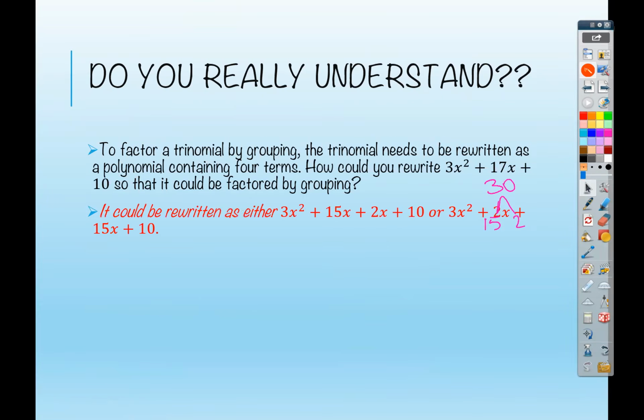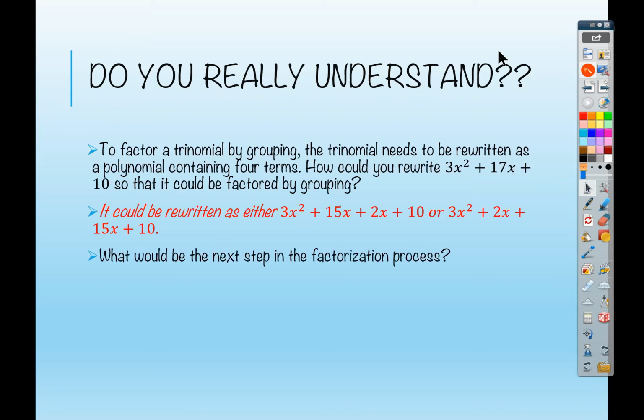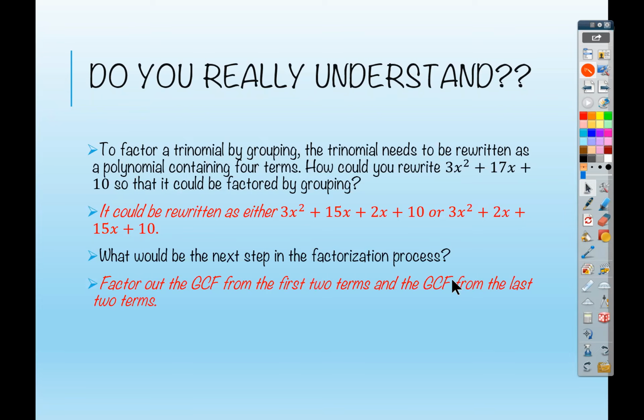So we would rewrite it, so it could be written as either 3x squared plus 15x plus 2x plus 10, or 3x squared plus 2x plus 15x plus 10. The order of those numbers that you substitute doesn't matter. What would be the next step in the factorization process? You would need to factor out the GCF from the first 2 terms and the GCF from the last 2 terms.